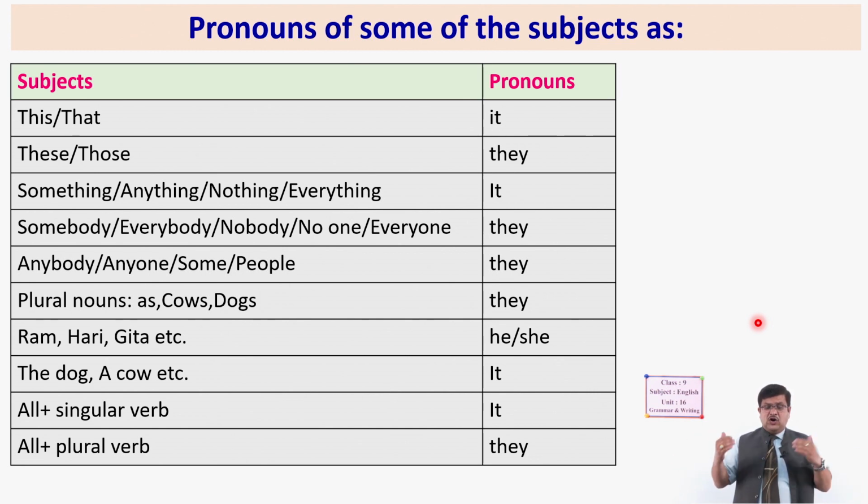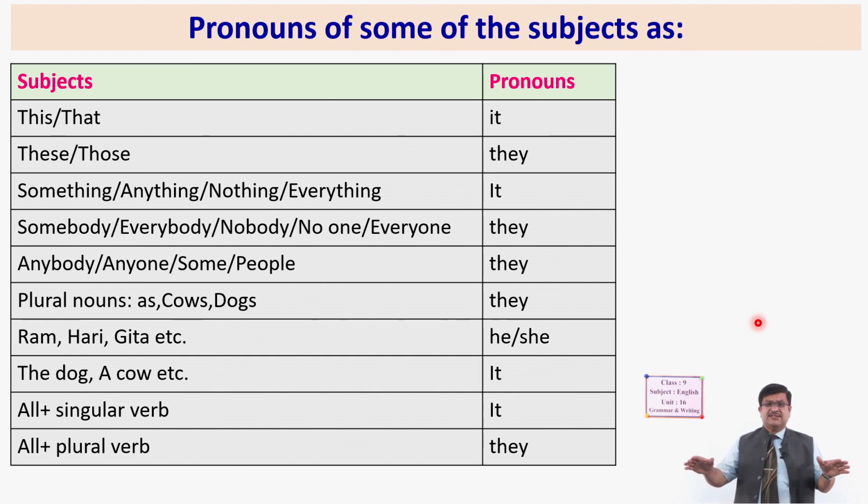All is well, all with singular verb, it, and all with plural verb, they. So all is well, isn't it? All are well, aren't they? Okay, did you understand? So this is what the patterns of changing the nouns and pronouns, or the words, into pronouns. What do we say?